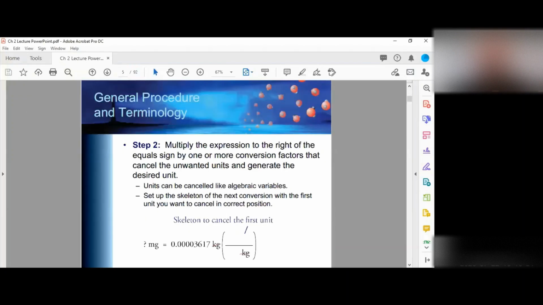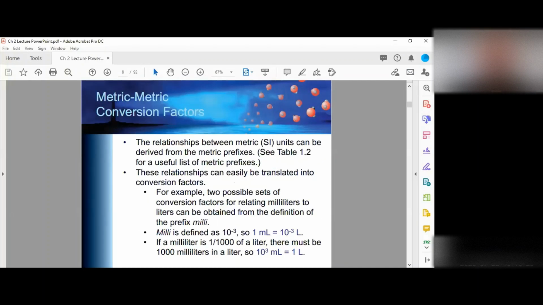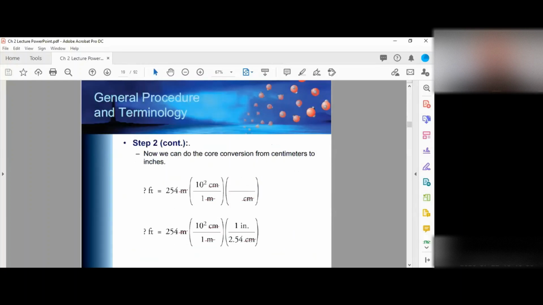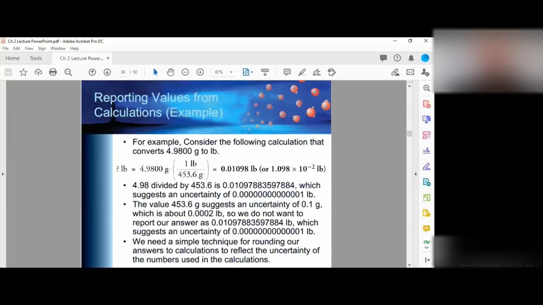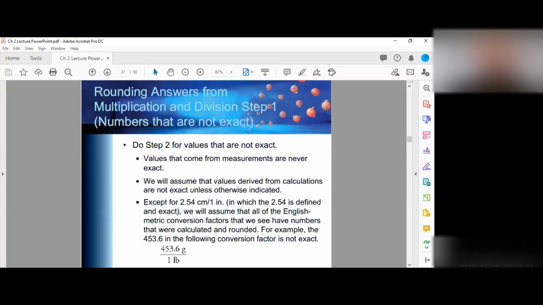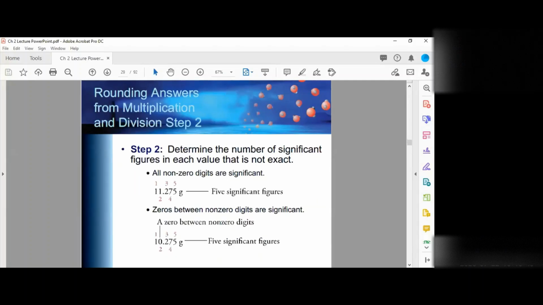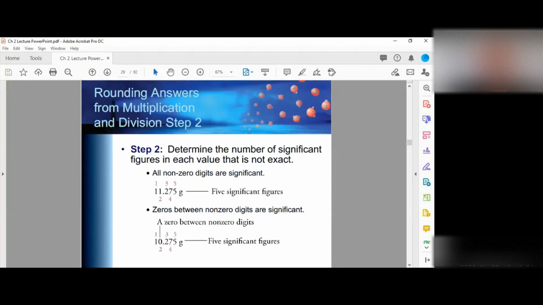It talks about unit conversion. It talks about sig figs. Let me start with sig figs, because it's a very important subject to touch on. And I believe it's being talked about somewhere here. All right. So here's a number in front of me that is 11.275.